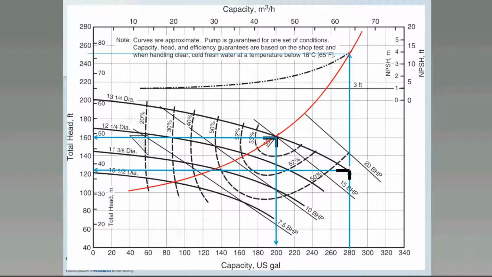So this operating point here I'd be very concerned about, and I'd be definitely going back to my pump vendor and verifying with him, how is my operation of my pump? Is it still adequate right here?